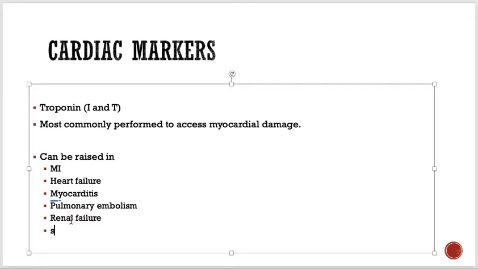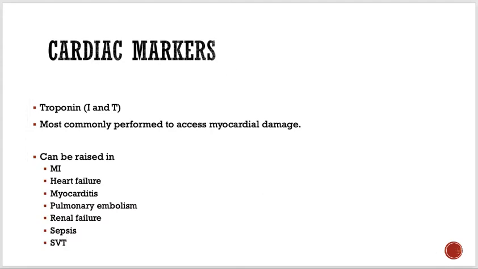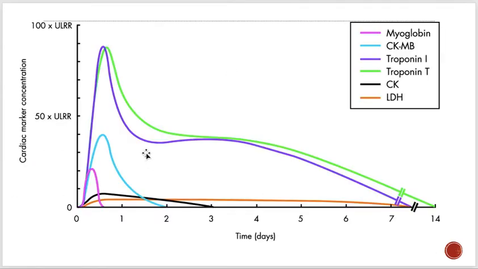They can also be raised in sepsis. They can also be raised in supraventricular tachycardia. So now it's not just troponins which we measure, but we can use some other enzymes as well, because you can see different enzymes peak at different times and then go down at different times.